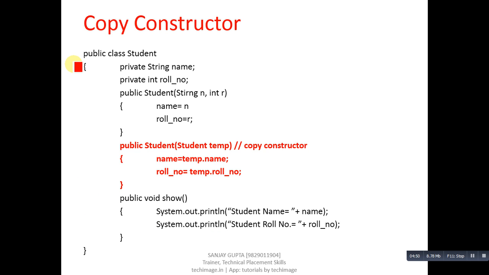Another type of constructor is the copy constructor. The copy constructor is used to copy values of an object into another at the time of its creation. So you can see that this is a copy constructor. In this constructor, the argument which we have to pass is of class type. So temp is the object which is assigning name into name and roll number into roll number. The show method is printing values of name and roll number.